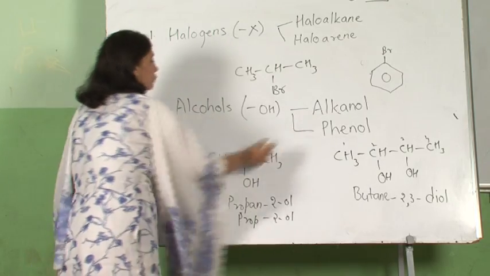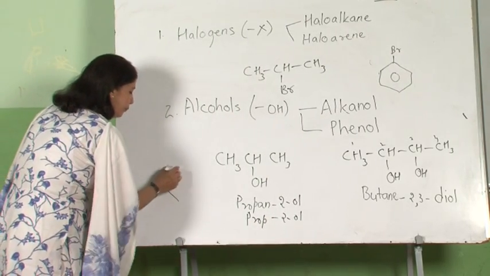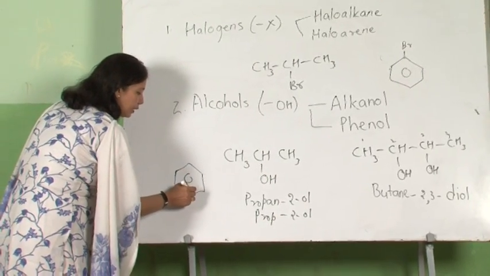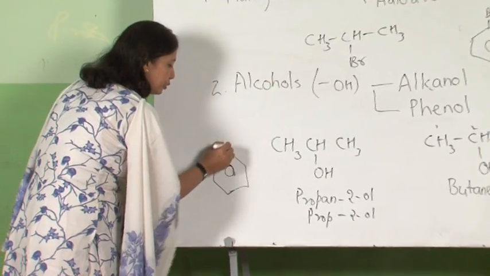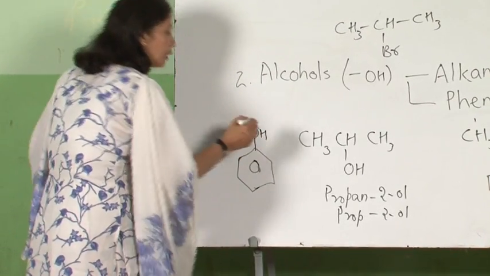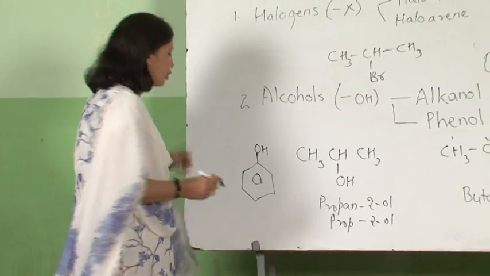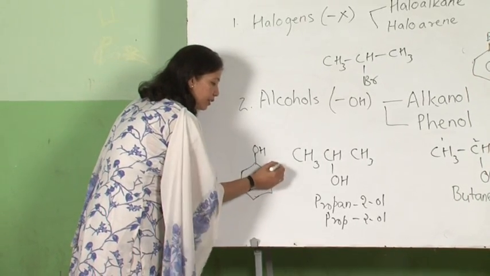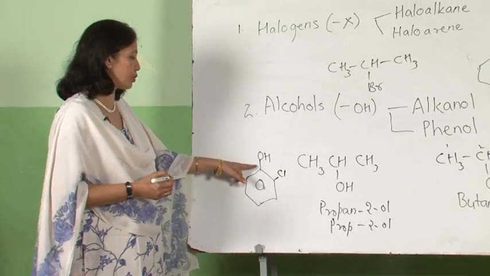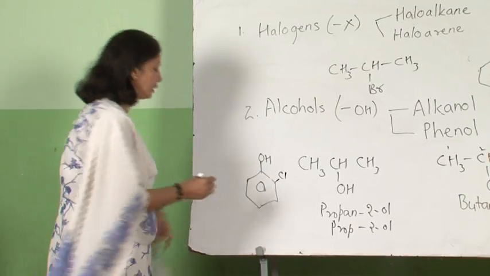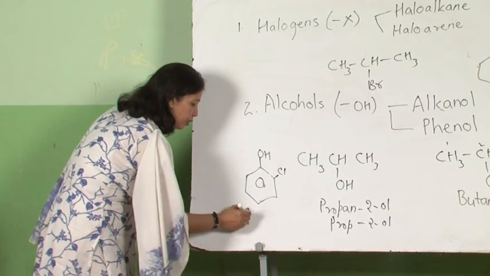I am coming to this topic, phenol. If I draw the ring here and attach an OH group to it, then the word goes as phenol. To phenol, suppose I am attaching something here, then I say this one is, with respect to the OH group, the second position. Then the name goes as 2-chlorophenol.